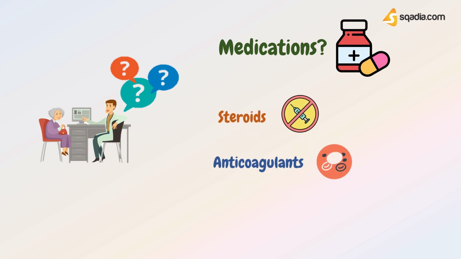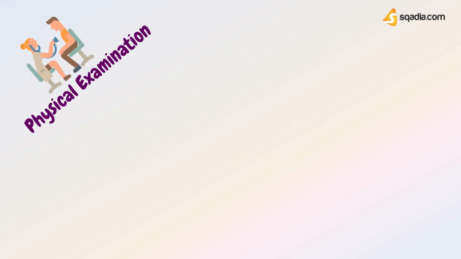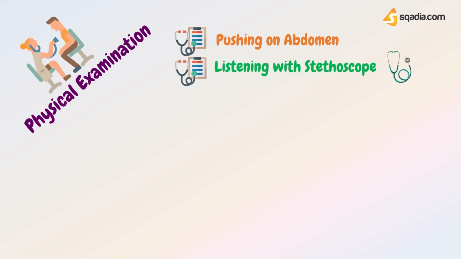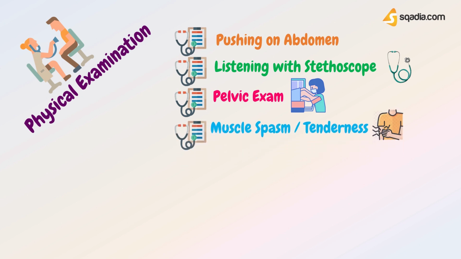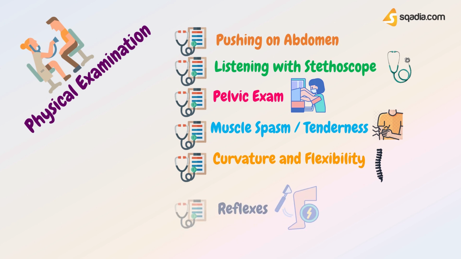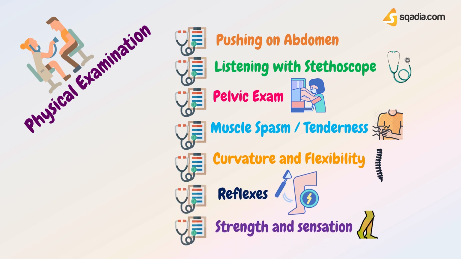Now that you are well aware of the symptoms of your patient, your main role starts here, because you have to examine the patient. This physical examination includes pushing on the abdomen, listening to the patient's abdomen with a stethoscope, a pelvic exam for women, and checking for muscle spasms, tenderness in the back, spinal curvature and flexibility, reflexes in the legs and feet, and strength and sensation in the feet and calves. Well, there are different causes of back pain that you should be clear about.